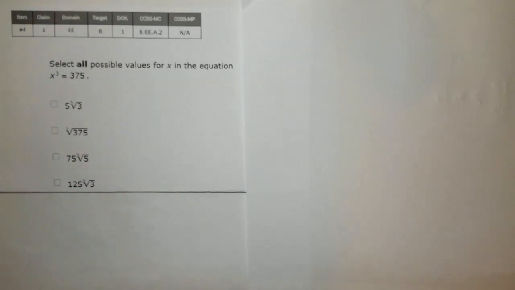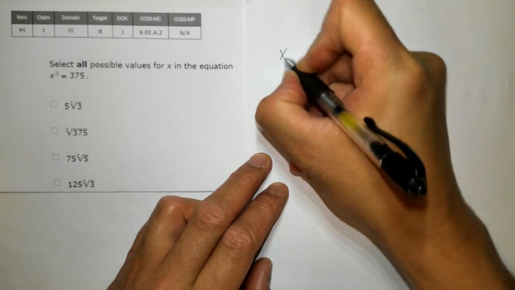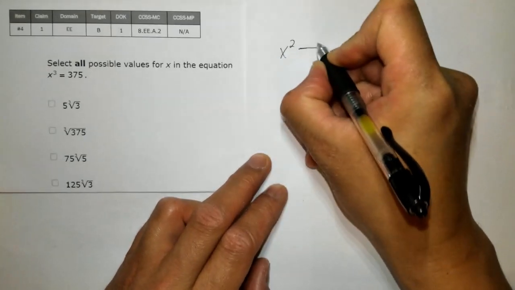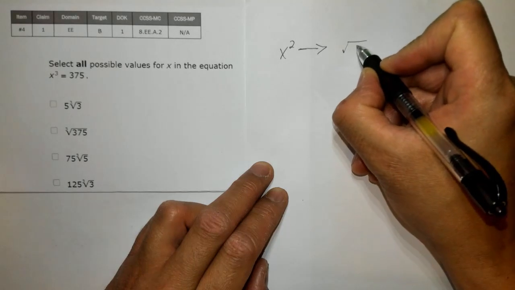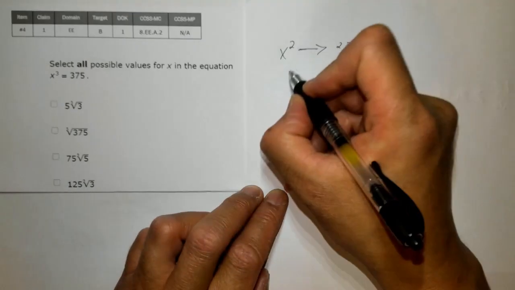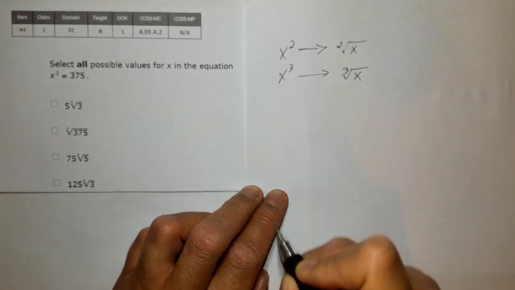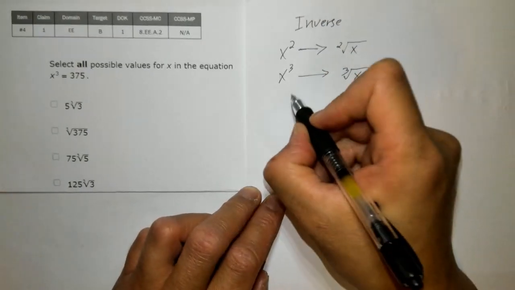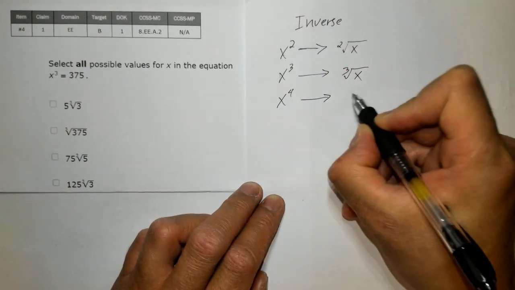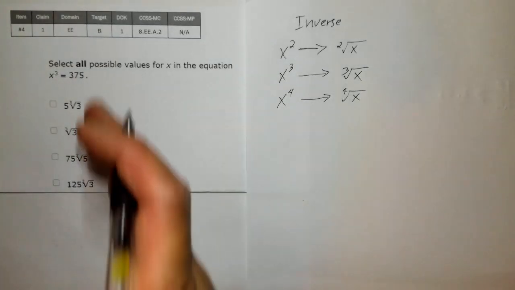Now remember, the inverse of exponent is the root or the radical root. Example, the inverse of x squared is the square root of x. By default, the index is equal to 2. Now, the inverse of x cubed is the cube root of x. Again, these are the inverse. So, x raised to 4, the inverse is the fourth root of x. Now, we will apply this concept in answering this problem.